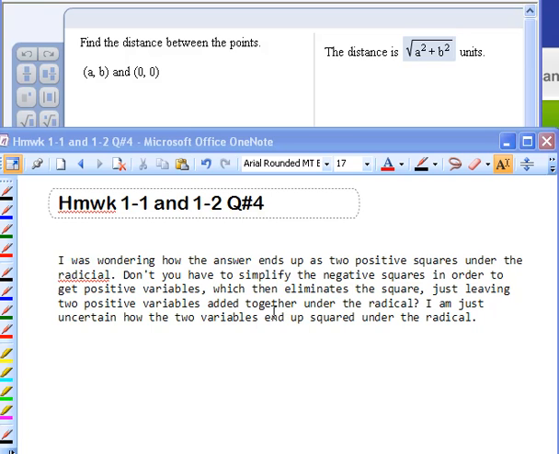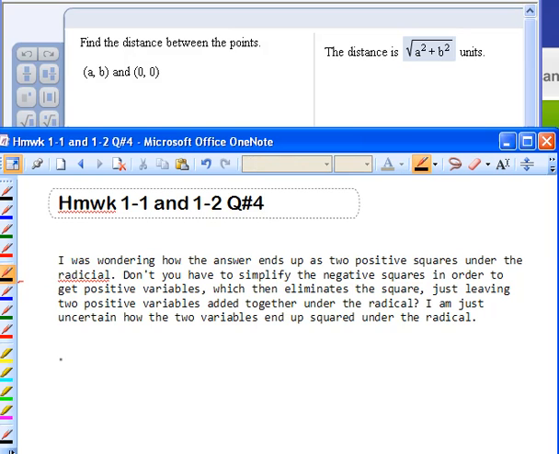Don't you have to simplify the negative squares in order to get the two positive variables, which then eliminates the square? Just leaving the two positive variables added together under the radical. I'm just uncertain how the two variables ended up squared under the radical. Okay, so I think what he's saying here is, hey, how come this is not just a plus b, right?